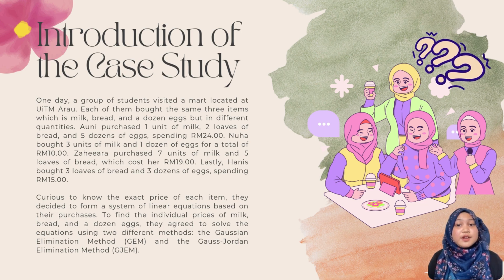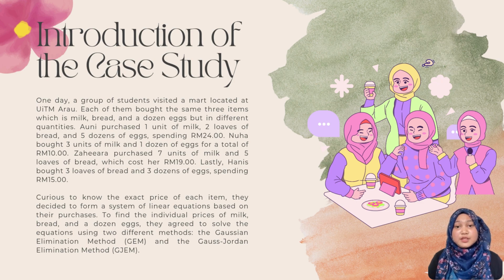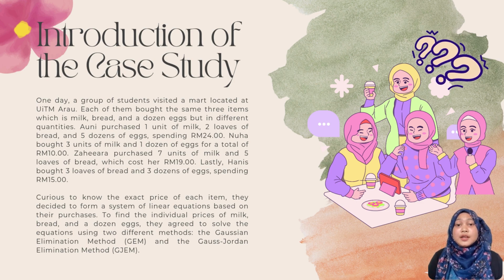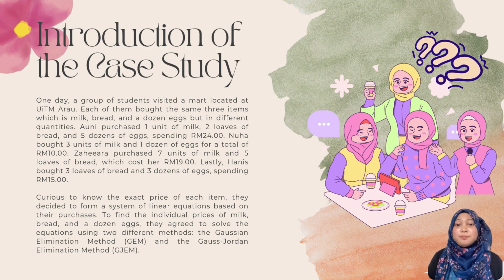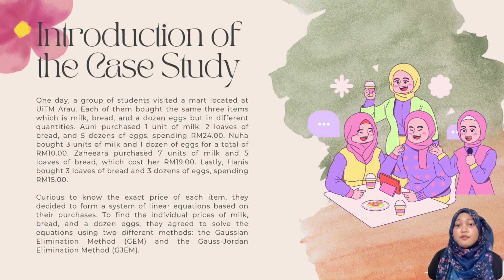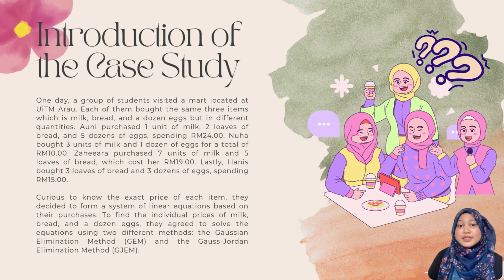Zahira purchased 7 units of milk and 5 loaves of bread, which is RM19. Lastly, Hanis bought 3 loaves of bread and 3 dozen of eggs, spending RM15. They are curious to know the exact price of each item, so they decide to form a system of linear equations based on their purchases.